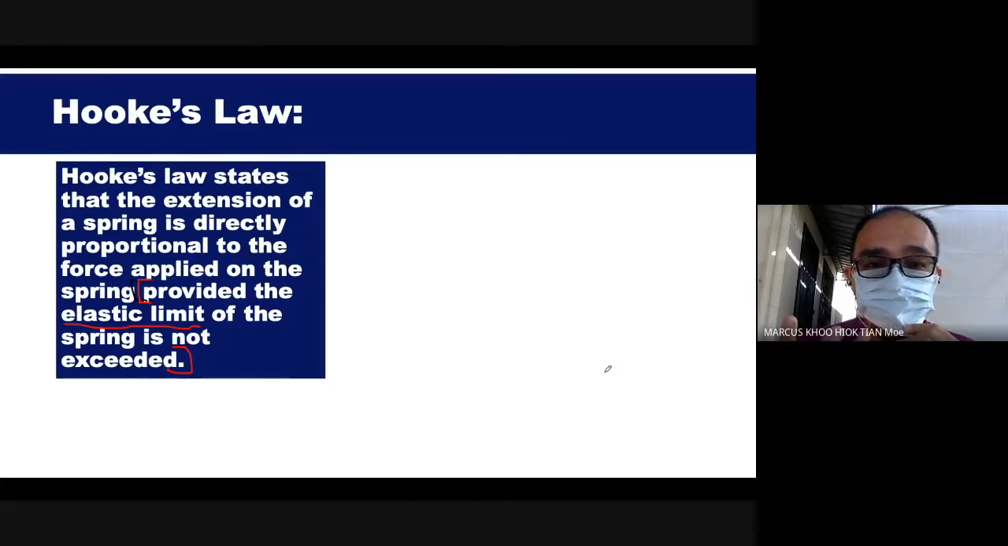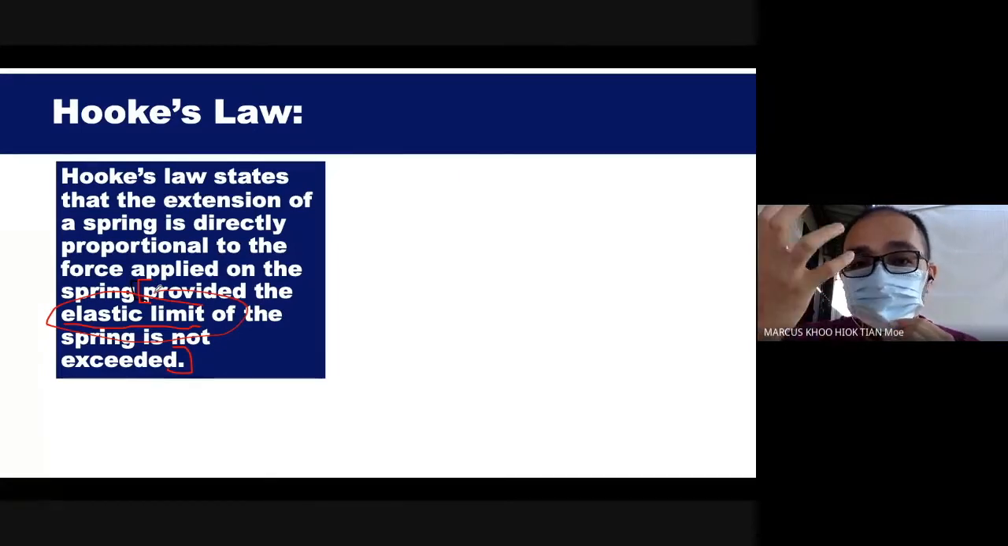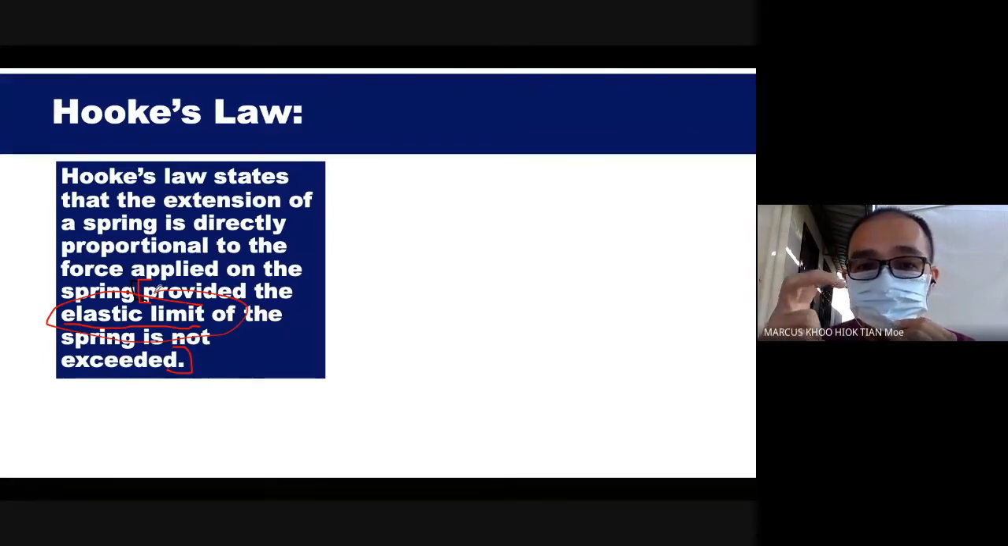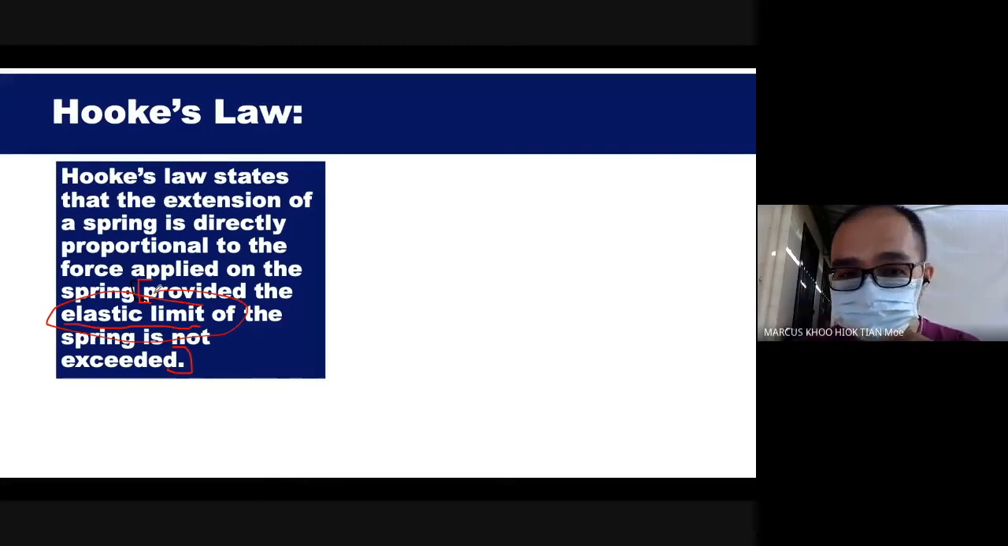So this is what happens. When you put a force that is too big for the spring to handle, you will exceed the elastic limit. Dia ada had kekenyalan. So everything has an elastic limit. If you over tarik, or if you put a force that is too big on a spring, the spring is not going to be able to go back to its original shape. So dia akan hilang dia punya kekenyalan. They will lose the elasticity.